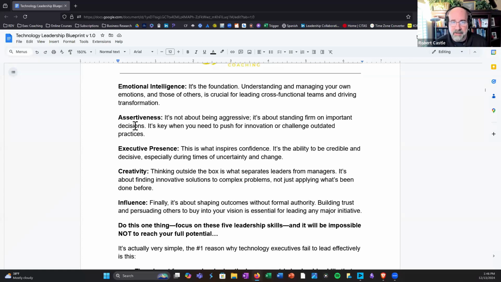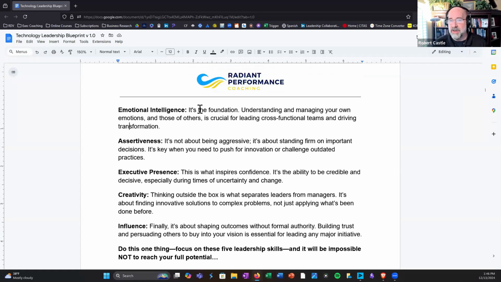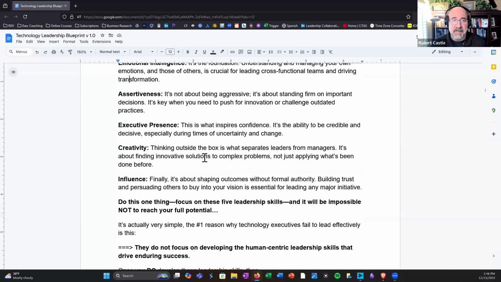Here they are again. Emotional intelligence. It's the foundation. Understanding and managing your own emotions and those of others is crucial for leading cross-functional teams and driving transformation. Assertiveness. It's not about being aggressive. It's about standing firm on important decisions. It's key when you need to push for innovation or challenge outdated practices.